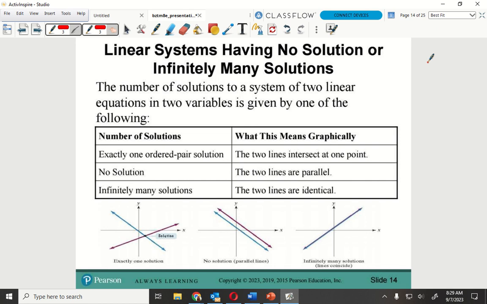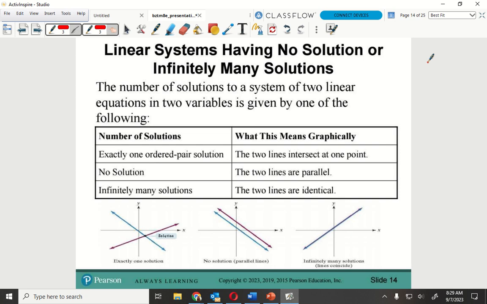Number of solutions. Exactly one ordered pair. That means that the lines cross at one point, because they're straight lines. They're only going to cross at one point, which is going to look just like this. This is going to be exactly one solution. Two lines intersect at one point.